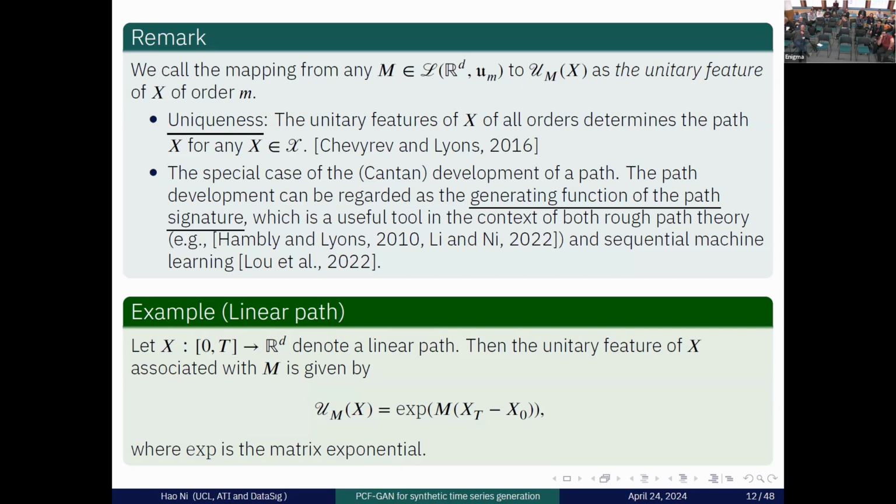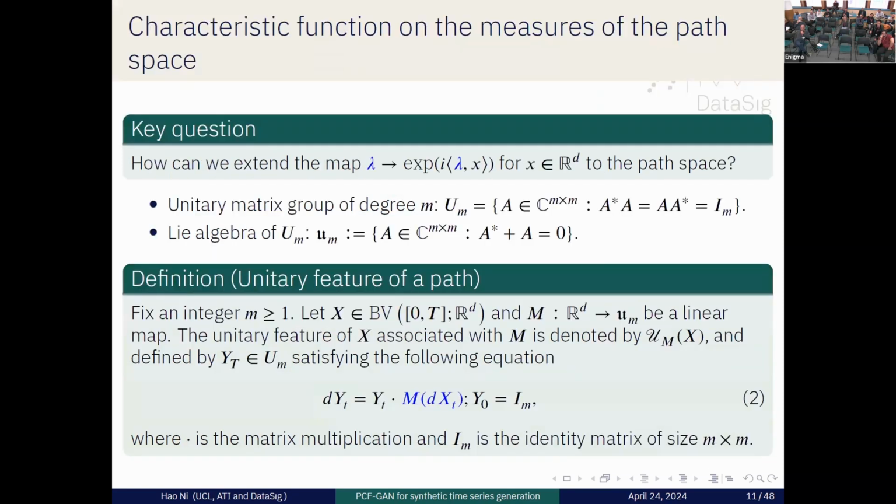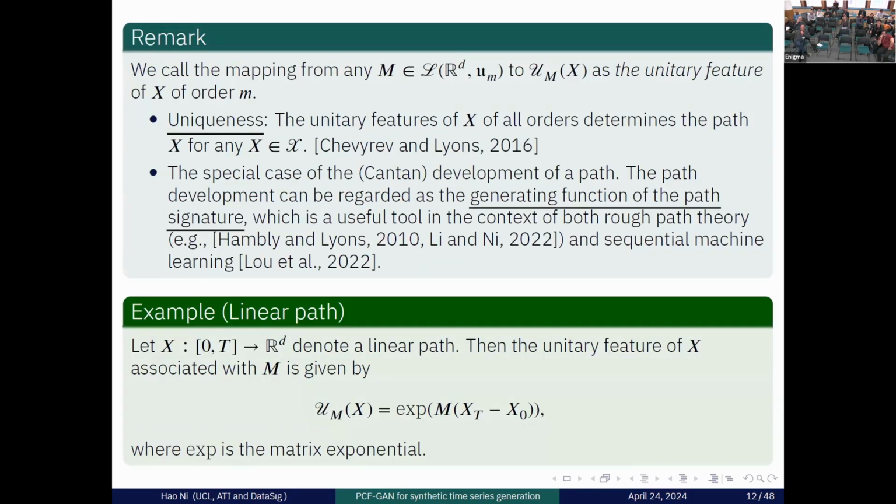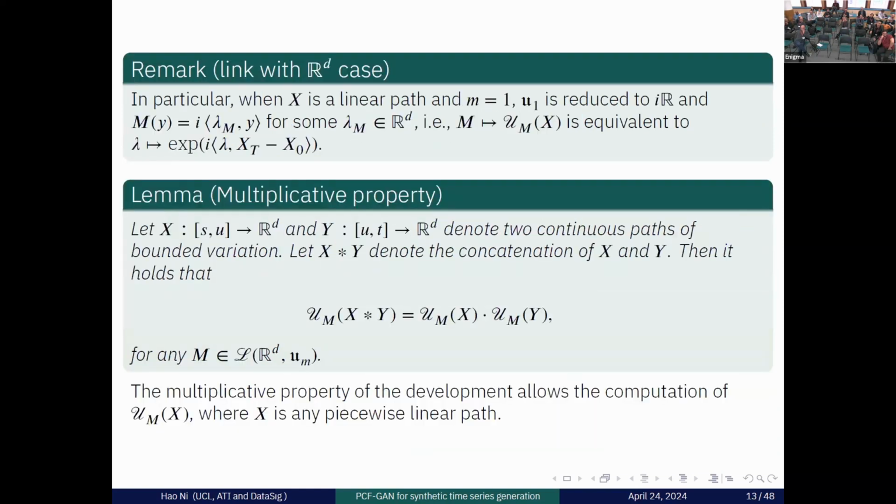So let's have a closer look at the unitary feature of the path. Let's consider the linear path. So X here is a linear path, and the unitary feature of X associated with the linear map M actually can be solved explicitly. It's nothing else but the matrix exponential of this linear map M applied to the increment of X from 0 to T.